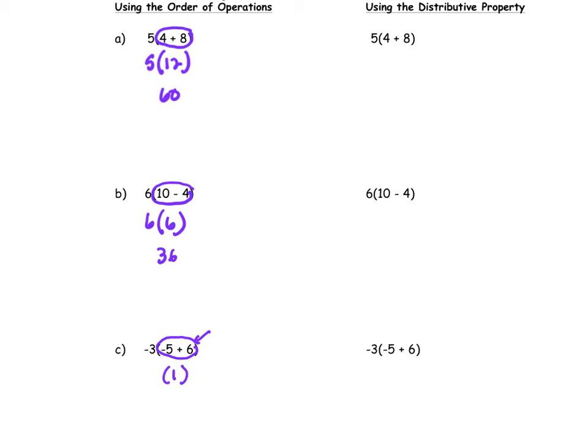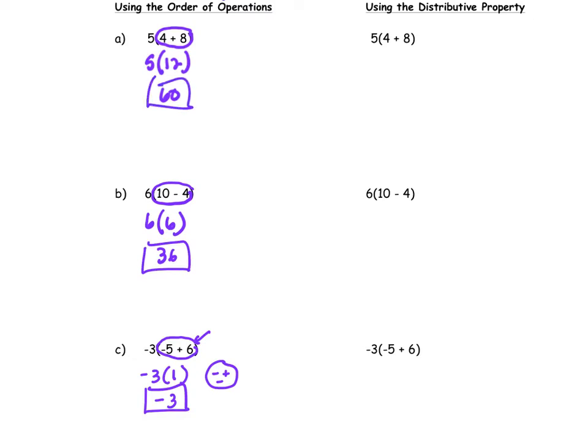We kept the parentheses because we have this number outside, negative 3, and negative 3 times positive 1, if you recall. If you don't have a calculator, you have to use your integer rules: a negative times a positive would be a negative. So the answer is negative 3. So we now know what the answers are.